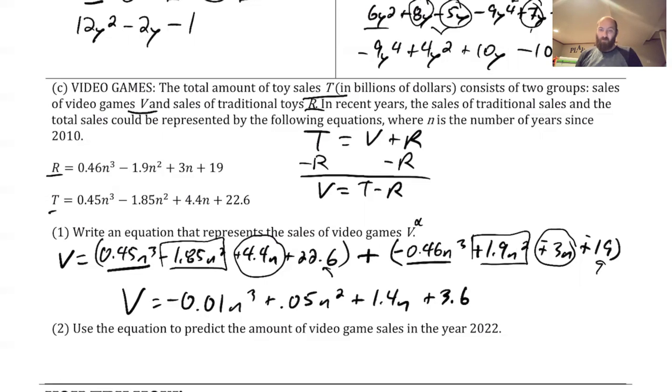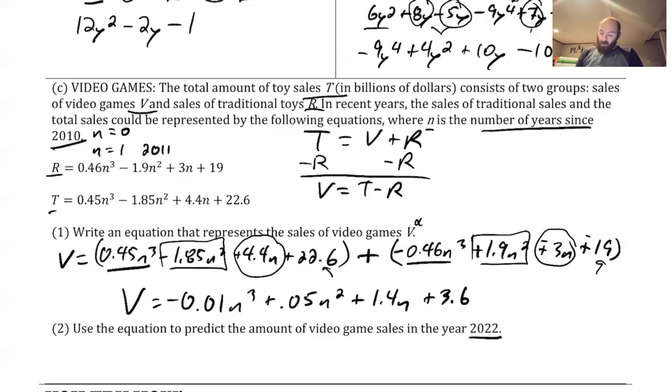Use the equation to predict the amount of video game sales in the year 2022. So I'm going to go back. I want to make sure I read this carefully because N is the number of years since 2010. So for example, in the year 2010, N is 0. 2010 is 0 years since 2010. If I did N equals 1, that would be 2011. If I did N equals 2, that's 2012 and so on.